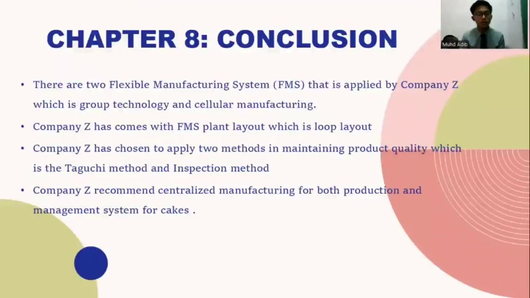As for the conclusion, there are two flexible manufacturing systems, or FMS, applied by company Z, which are group technology and cellular manufacturing. The company has come up with the FMS plan layout, which is loop layout. Company Z also has chosen to apply two methods in maintaining product quality, which are the WG method and inspection method. And last but not least, company Z recommends centralized manufacturing for both production and management system for cake.